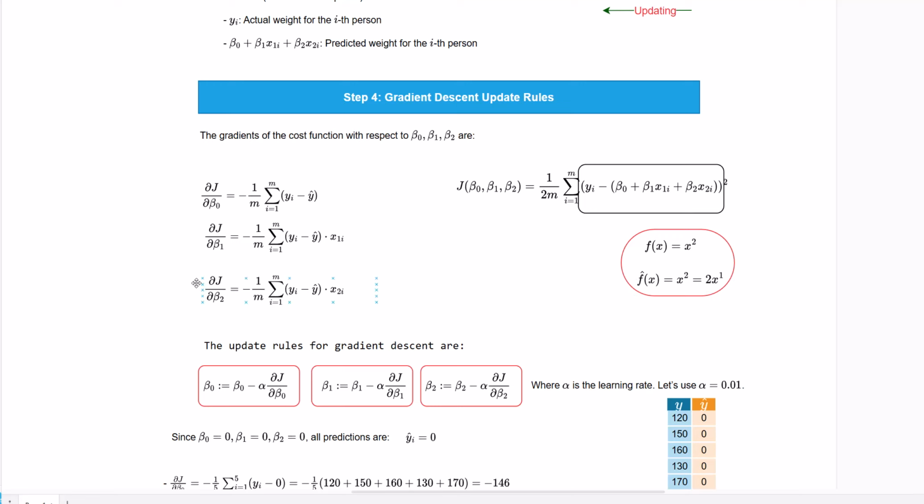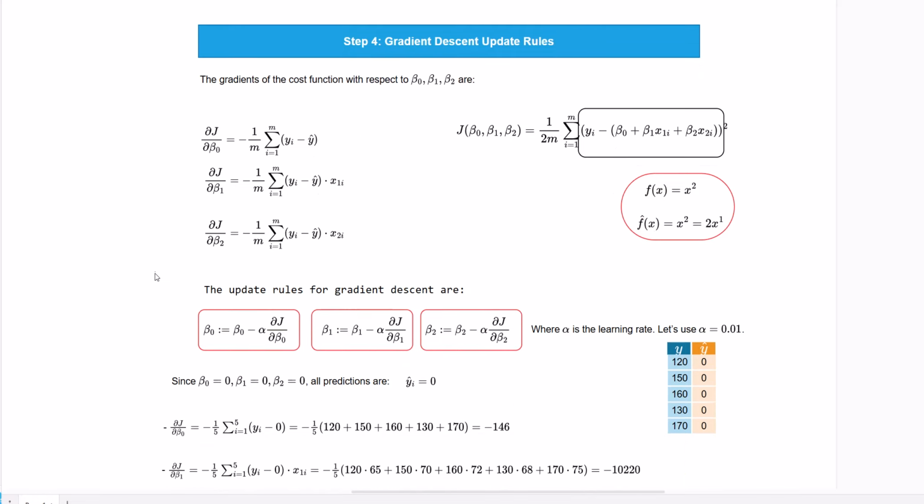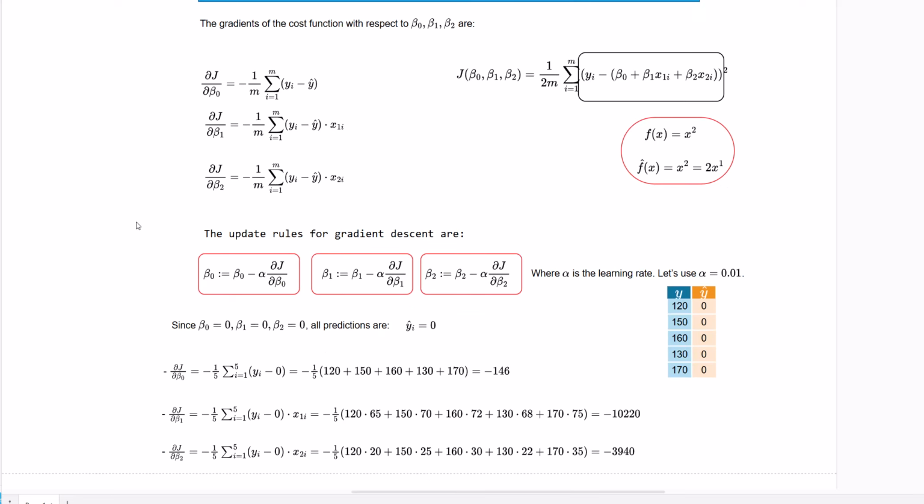I mean, if you haven't understood this, please write it down in the comments. I will try to find a much easier way to explain it.